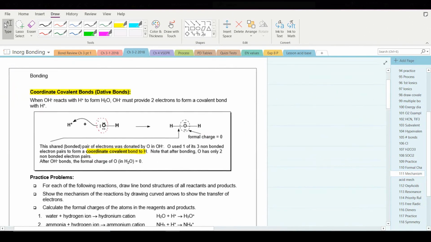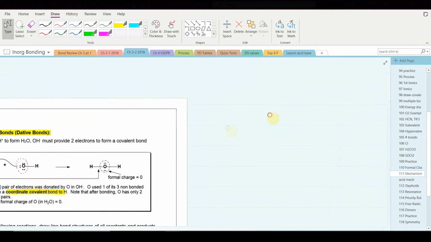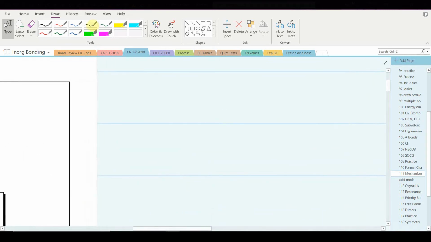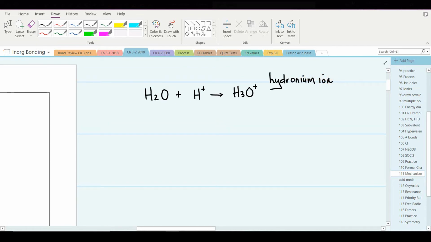Page 111, coordinate covalent bonds and mechanisms. This is the most important thing in the course and for the rest of your life at college. Okay, you really need to get a hold of this and you'll get organic chemistry. So give it your best here. Take a look at the reaction. If you take water and it combines with a hydrogen ion, I'll bet you know what this forms. But how does that reaction actually work? How does that form? Let's take a look.